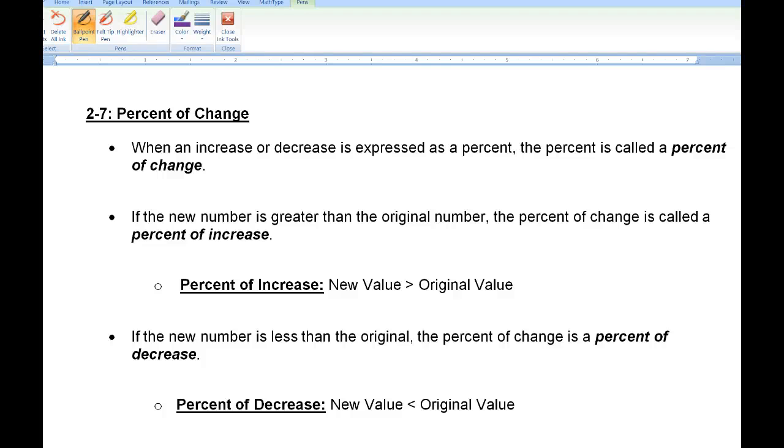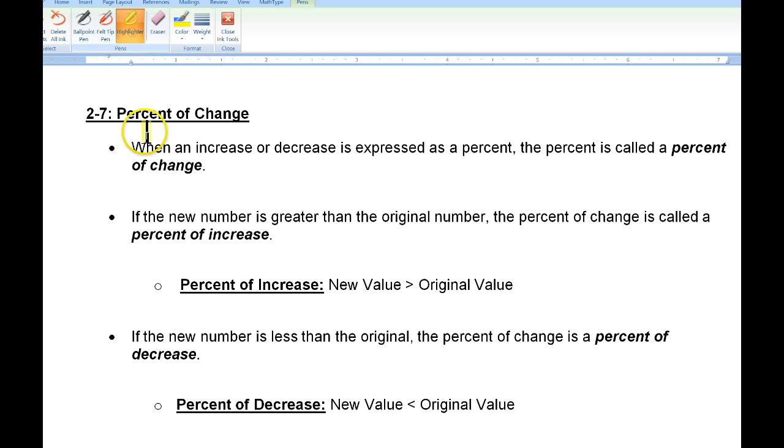Okay, page 25. So, percent. When we talk about percentage, well, this isn't just straightforward percent. This is going to be percent of change. Oh, I love this.